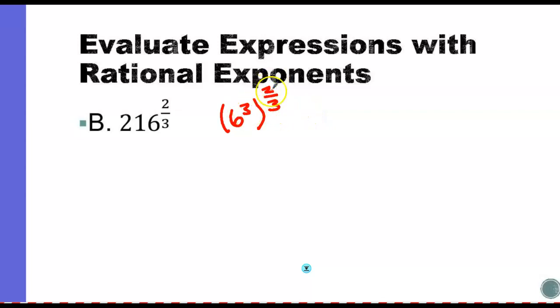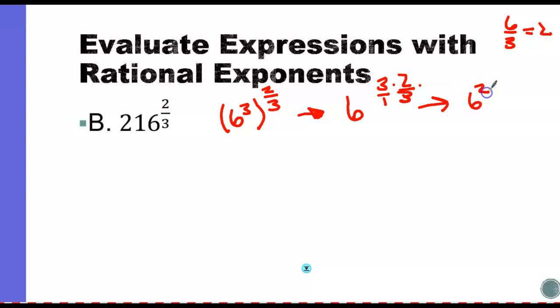So one thing that we learned earlier in the year is the power to a power rule. When I have an exponent inside and an exponent outside, what I can do is multiply those exponents together. With that being said, I'm going to have 6 to the power of 3 times 2 over 3. Remember how we multiply fractions? We just multiply straight across. So 6 over 3. I'm going to do this off to the side. 6 over 3, which is 2. So really I could rewrite this as 6 squared. And 6 squared just equals 36.